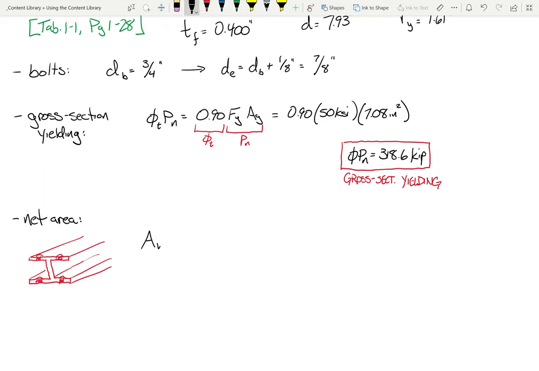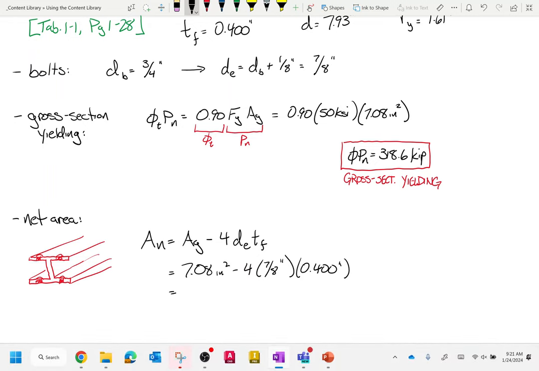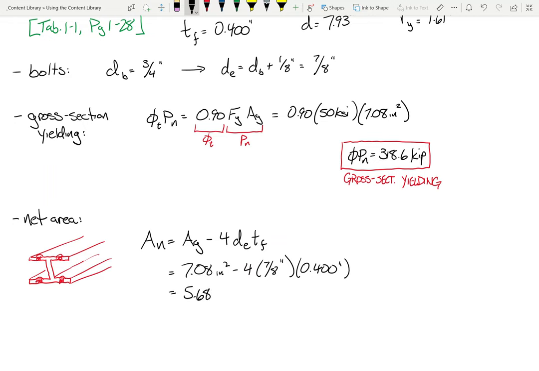So what's our formula? The net area is the gross area minus what? 4 times what two quantities? Thickness and effective diameter. You're both saying the same thing. Yes, correct. So that is, what was the gross area? It was 7.08. So 7.08 minus 4 times the hole diameter times the flange thickness, and we're going to get a value of 5.68. Okay, so there's our net area. So the 0.75 FU times the net area times U.